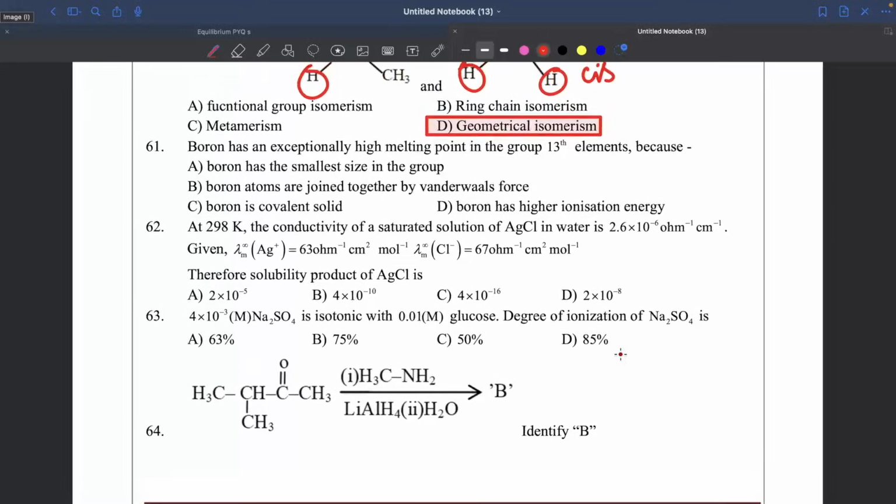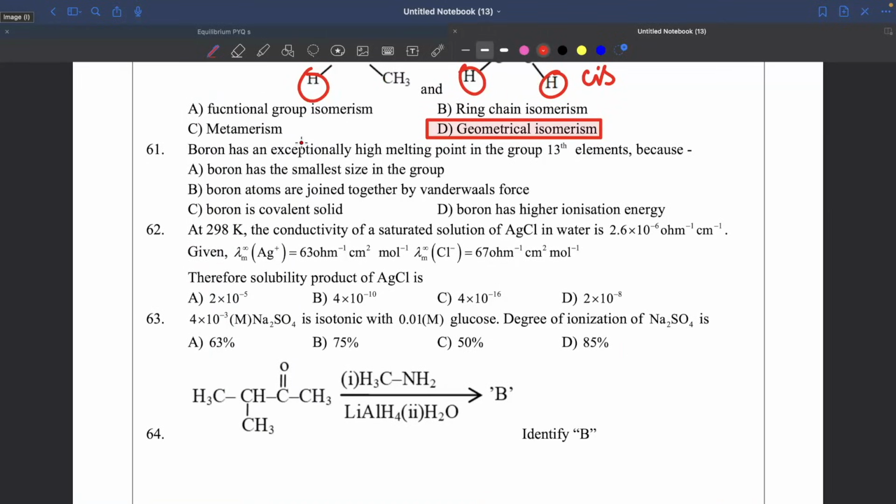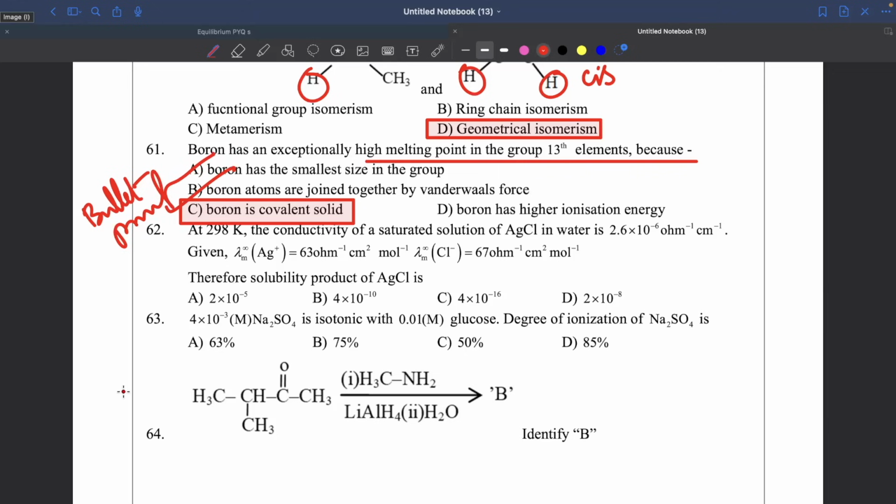Yeah, we will go to question number 61. Boron has an exceptionally high melting point in the 13th group. Yeah, it has high strength. Boron is a covalent solid. Yeah, boron is a gigantic covalent solid. That is why it is also used in bulletproof jackets. So, the answer is C. Yeah, we will go to question number 62. So, question number 62 says that the conductivity of a saturated solution of AgCl is this much.